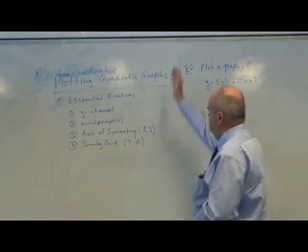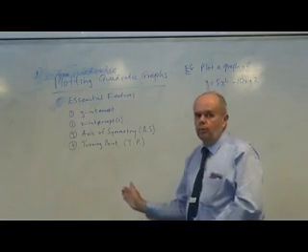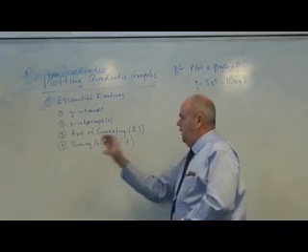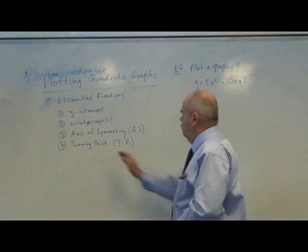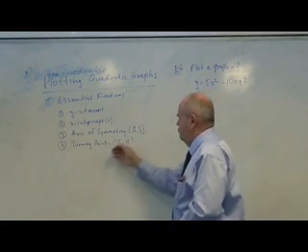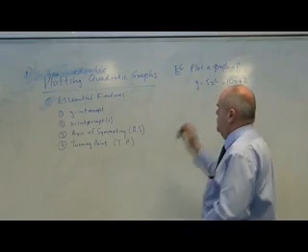The axis of symmetry goes through the turning point, and it's an equation of the form x equals some number, and then the turning point we find after substituting the value for the axis of symmetry into the original equation.